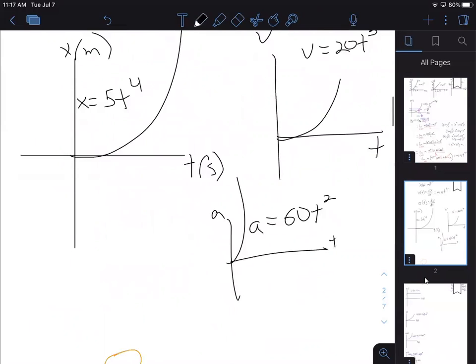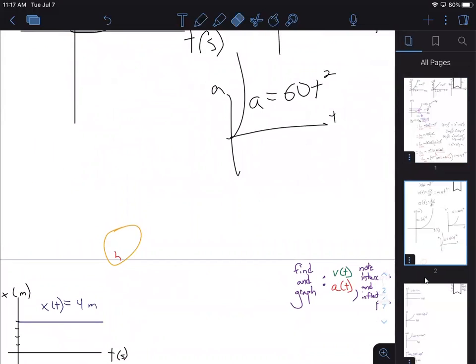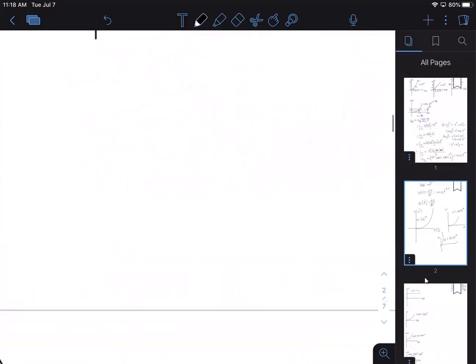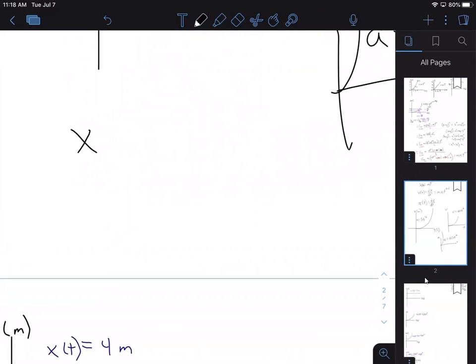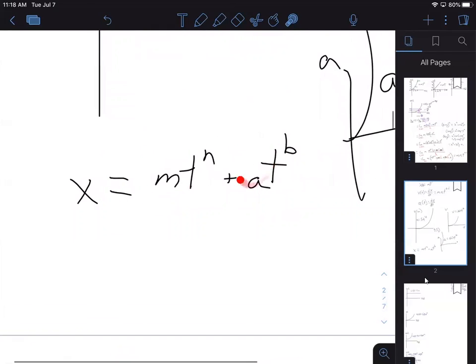All right, now what if I had a function that was multiple polynomials? Let's say it was some m t to the n plus a t to the b. Well, I could just do these individually. I could find the derivative of this and then just add it to the derivative of this one. So that's how I can do those things like this. Your math class will talk more about why that works out.